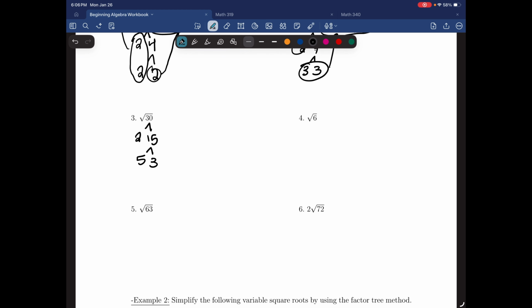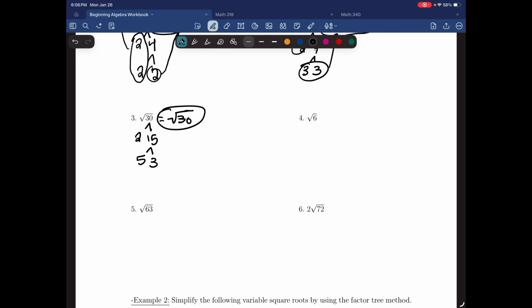is you might be looking at this and saying, well, there is no group of 2 here, right? We don't have any numbers that are the same. So what this means is that the square root of 30 is already fully simplified. We can't pull anything out of that square root. So the square root of 30 simplified is just itself, because it's already simplified.